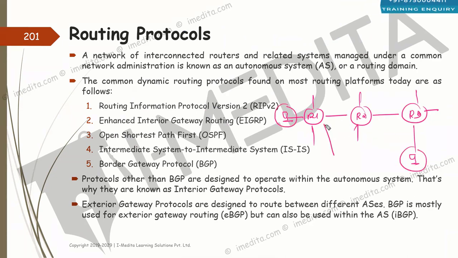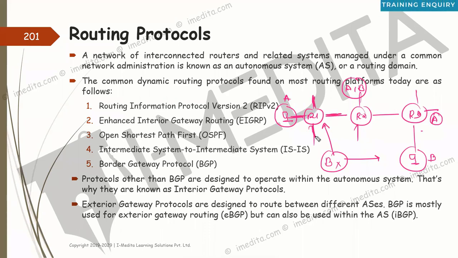But the problem is, router 1 has no idea how to reach the destination B. This router has no idea how to reach the destination A and B. This router has no idea how to reach the destination A. Why? Because this router only knows about its directly connected subnets, and by default, this router knows about only and only its directly connected subnets. So router 1 has no idea how to reach B. Router 3 has no idea how to reach A. Router 2 has no idea how to reach A and B. And that is why your packet cannot go from this machine to this machine.